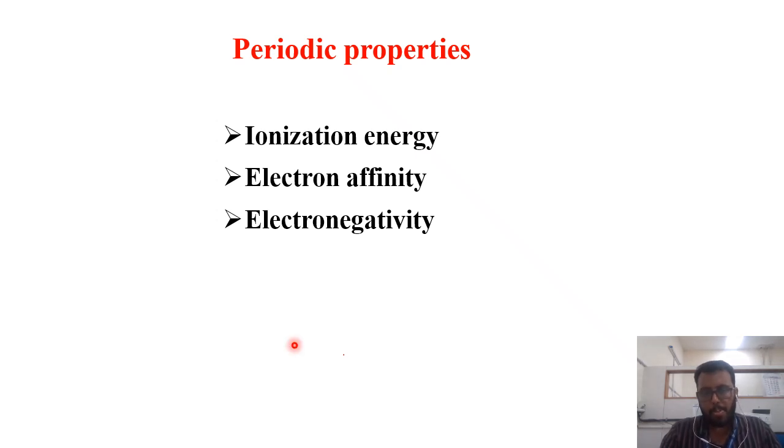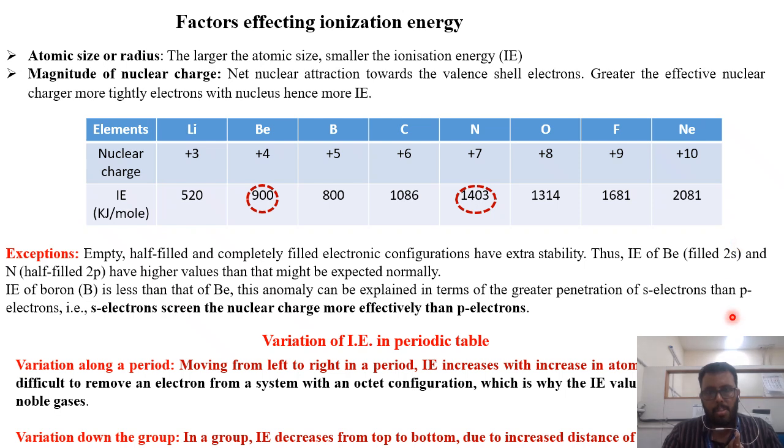So in part 2 of the periodic properties, I'm going to cover three other important properties: ionization energy, electron affinity, and electronegativity. I will be discussing how these three periodic properties vary along the period as well as along the group. Also, I will discuss the factors affecting ionization energy.